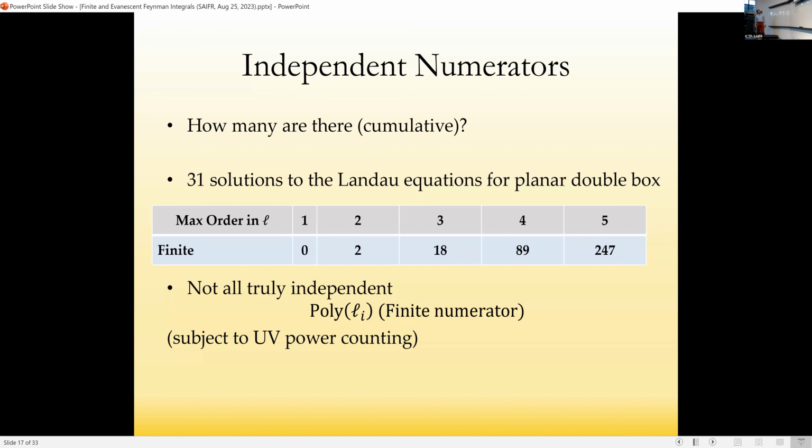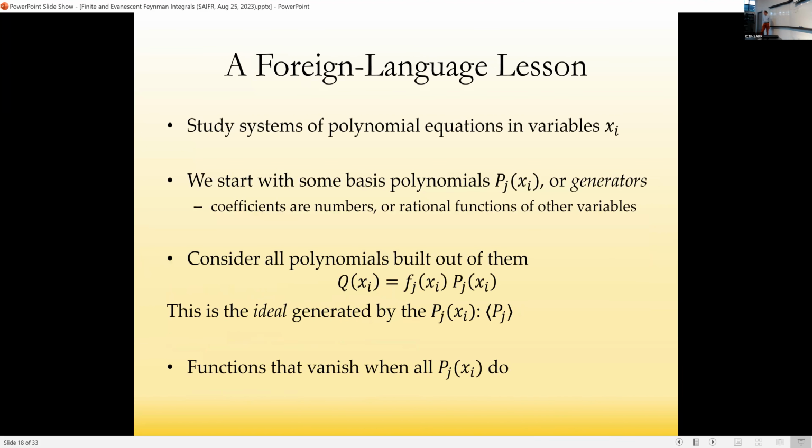Okay, so that structure, as is probably clear to a very small minority of the audience, is the structure of an ideal. And so what we want to do is to understand how to manipulate ideals. And for that purpose, I thought I would take a few minutes to give what I suspect is a foreign language lesson to most people in the audience.